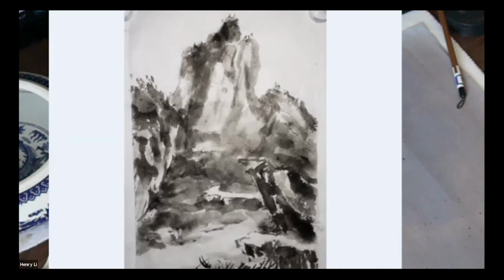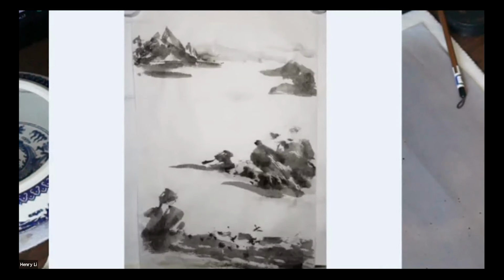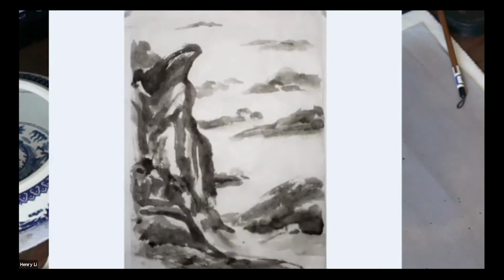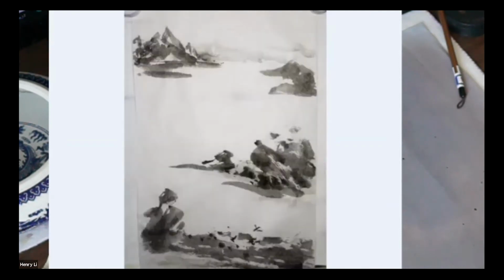That's the three perspectives. And here we go, the three perspectives. This one is high, this one is flat, and this one is deep, according to some interpretation of the late professor of Princeton University, Wen Fang. Also he was director of the Asian department in the Met in New York. He had intensive studies on the early landscape paintings of Chinese art history. Okay.